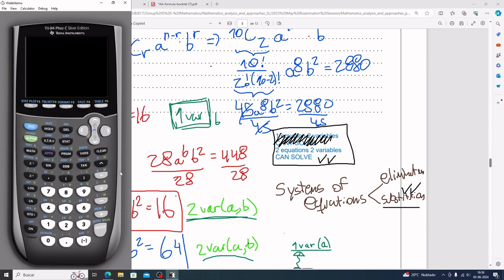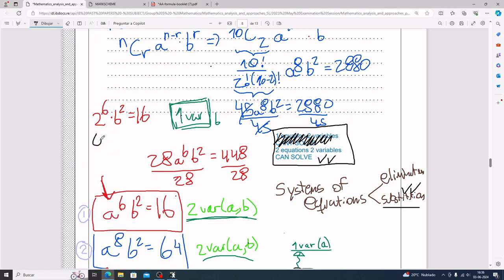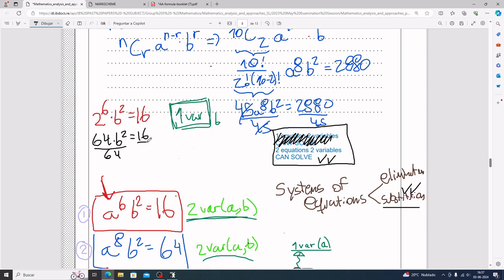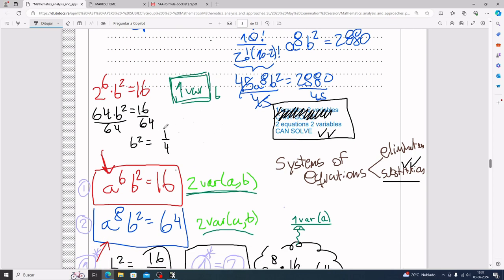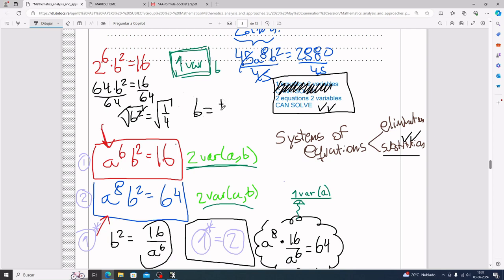So from here, what is 2 to the power of 6? Thankfully, we can ask our good old friend the graphing calculator, and he's going to tell us it's 64. So 64 times b squared equals 16. From here, you can divide by 64 in order to get b squared alone. I know this looks kind of crazy, but trust the process. b squared equals 1 over 4. And if you do the square root of this, because you have to in order to get b alone, this goes away with this, you end up with b equals plus or minus 1 divided by 2.